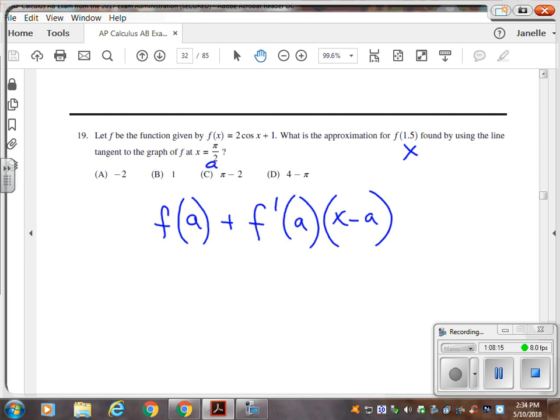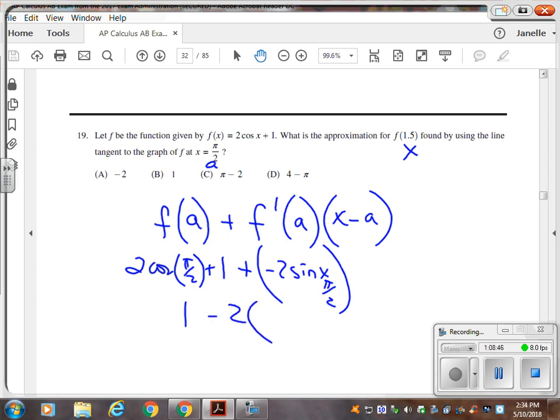So first I plug in pi over 2 in the function and evaluate f of a. So cosine at pi over 2 is 0. 2 times 0 plus 1 is 1. Then I evaluate the derivative. The derivative of this function is going to be negative 2 sine of x. Everybody agree? So if I put pi over 2 in for that, isn't sine of pi over 2 1? And times negative 2 is negative 2.